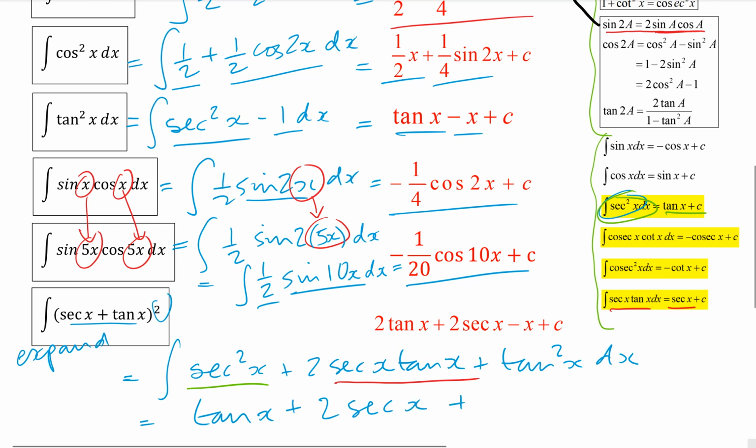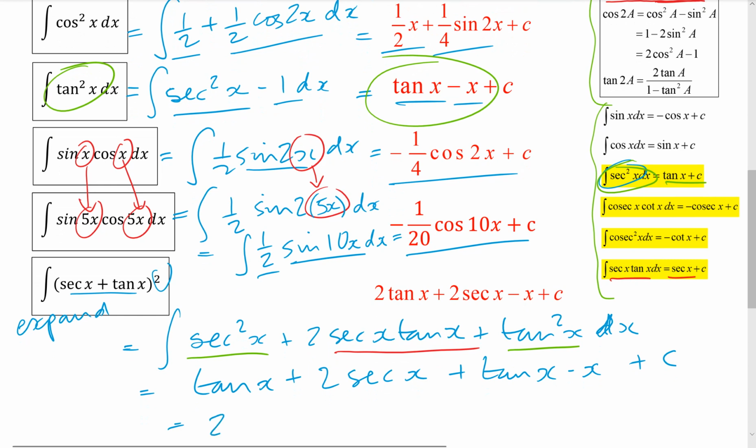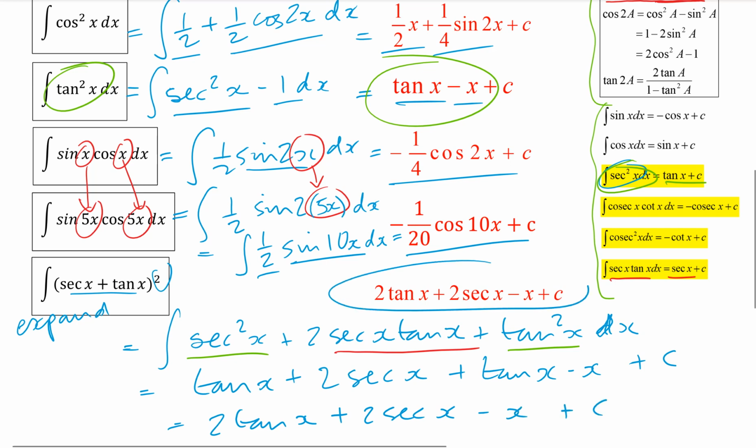And the integral of tan squared, well, that's pretty good because we've just done that one. So we've just done the integral of tan squared up here, and we know the answer is this. So we can just write that down since we've already done it. And don't forget your plus c because we've now integrated. So if we add the two tan x's together, we'll get 2 tan x plus 2 sec x minus x plus c, which is what it says over here.